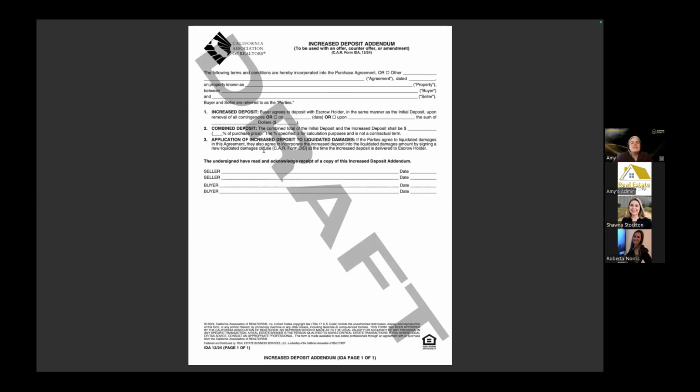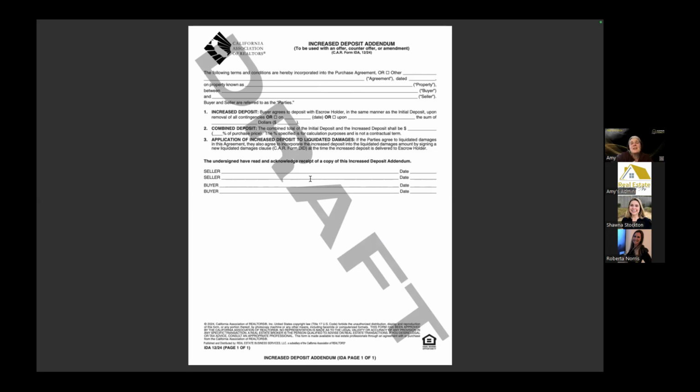The application of the increased deposit to liquidated damage. If the parties agree to liquidated damage in this agreement, they also agree to incorporate the increased deposit into the liquidated damages amount by signing a new liquidated damage clause, CAR form DID, at the time the increased deposit is delivered to escrow holder. So just know that in order for that to be part of the liquidated damage, you do have to sign a form when another deposit is made. That's always been the case.